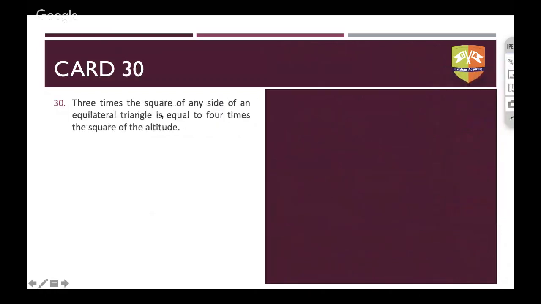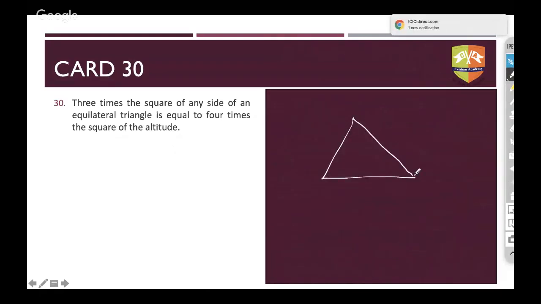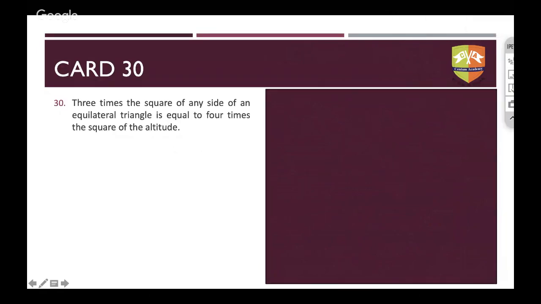Left with this one: 3 times the square of any side of an equilateral triangle is equal to 4 times the square of the altitude. This is again a fallout of the previous one. So if there is an equilateral triangle, they are saying that 3 times the square of any side of an equilateral triangle.